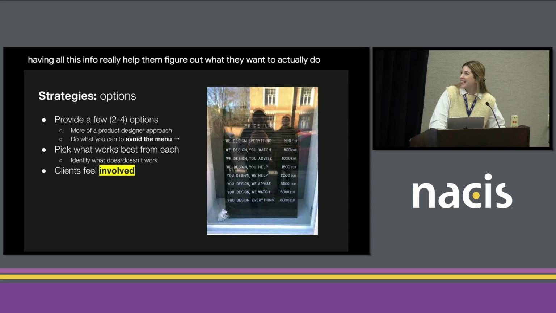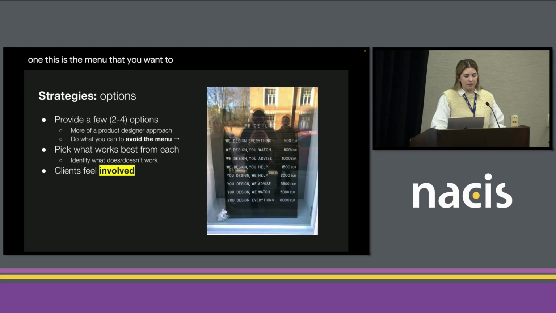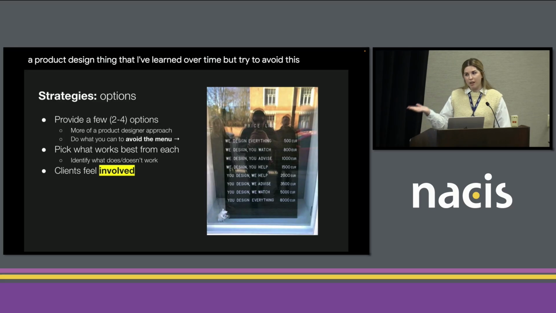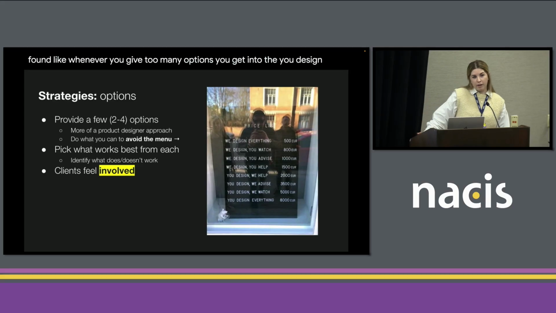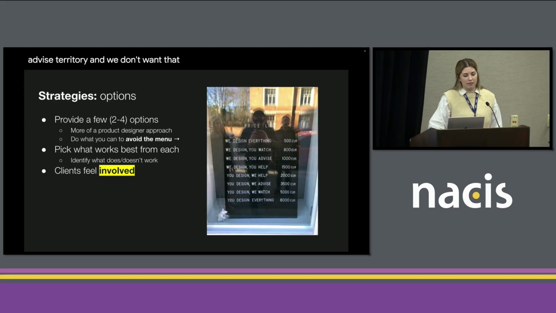Oh boy, this is the menu that you want to avoid. As a cartographer, I feel like I was never taught to try a lot of things and provide a lot of options. This is more of a product design thing that I've learned over time, but try to avoid this menu. Whenever you give too many options, you get into the "you design, we advise" territory, and we don't want that because we're hired to be the designers. When you start giving people too many options, they're like, well, what if it was green, but a little bit lighter or a little bit darker, or all of these things? And it's like, there's a reason I didn't show you that option, because that isn't going to work here.